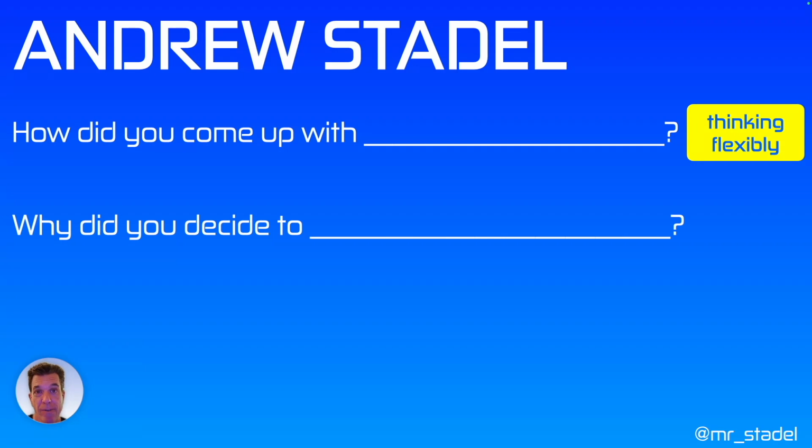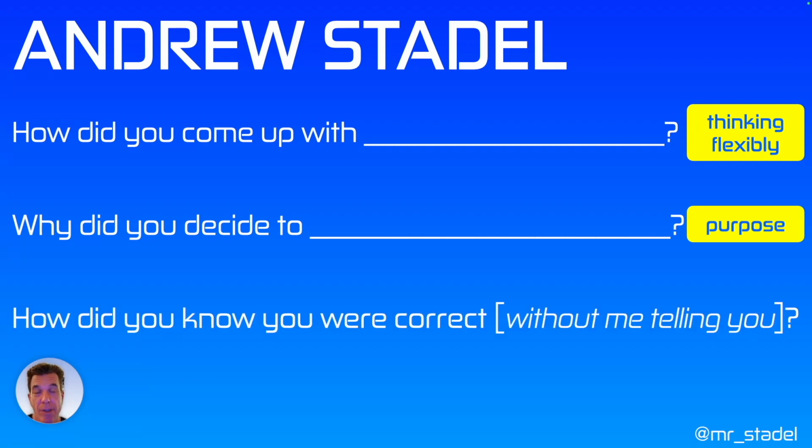The second question I found myself asking students is, well, why did you decide to multiply or add? Why did you decide to use the square root here? That type of question is essentially asking the student, what's your purpose here? What are you trying to accomplish? And the third question I found myself often asking students was, how did you know you were correct? Especially without me telling you that you were correct. And you'll notice that that question does go back to how are they thinking flexibly? What was their goal? Are they checking for reasonableness? And so that third question really focused on accuracy.